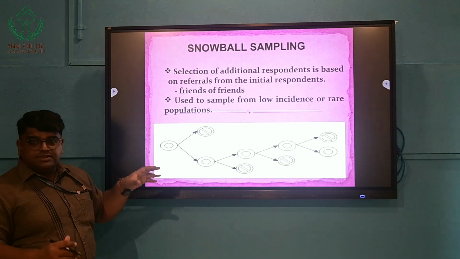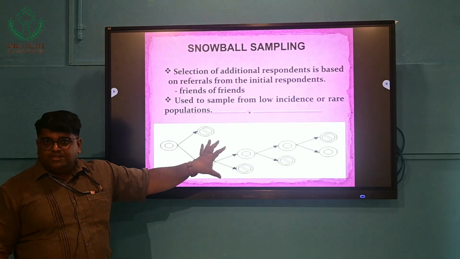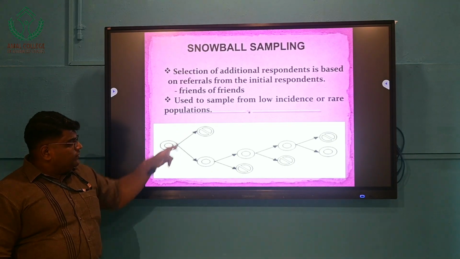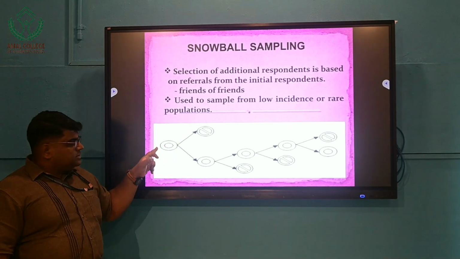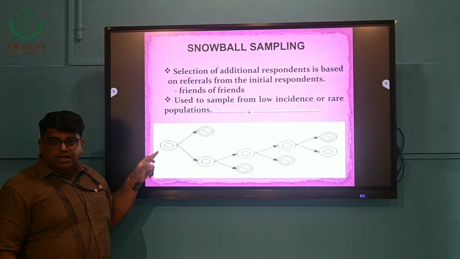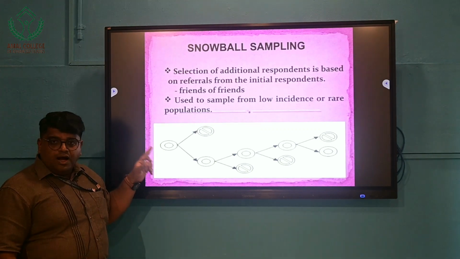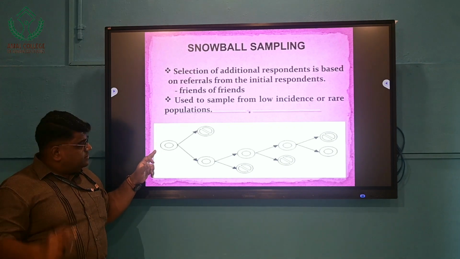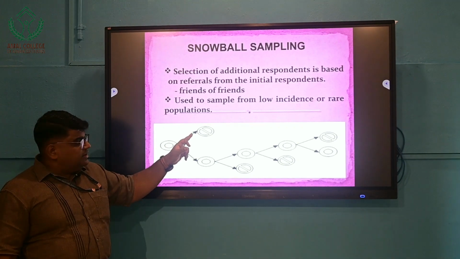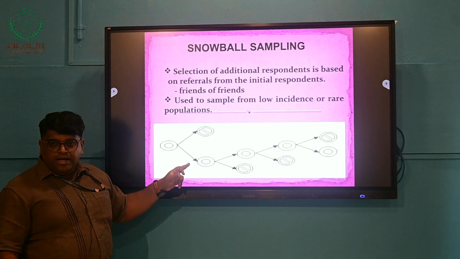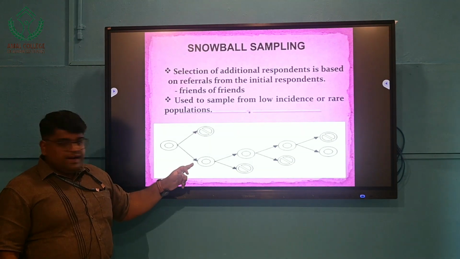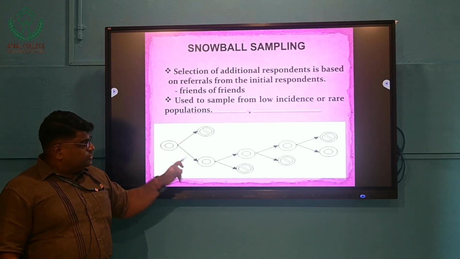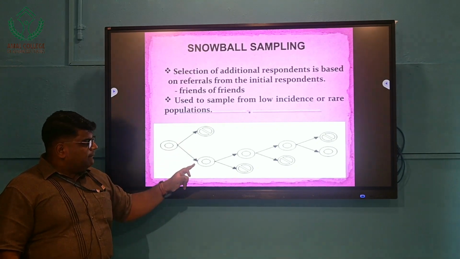So the pictorial representation is given here. Suppose this is the first respondent, he has given 2 referrals. This first respondent is living in Nilambur municipality. After the interview, this ex-NRI has given 2 referrals. One ex-NRI is living in Kondotty, one ex-NRI is living in Edavanna. Again, I have met both of these ex-NRIs. So sample 1, sample 2, sample 3.